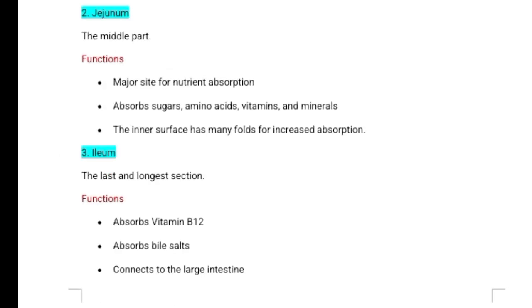2. Jejunum, the middle part. Functions: major site for nutrient absorption, absorbs sugars, amino acids, vitamins, and minerals. The inner surface has many folds for increased absorption. 3. Ileum, the last and longest section. Functions: absorbs vitamin B12, absorbs bile salts, connects to the large intestine.